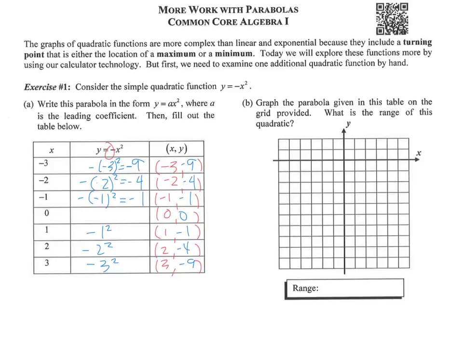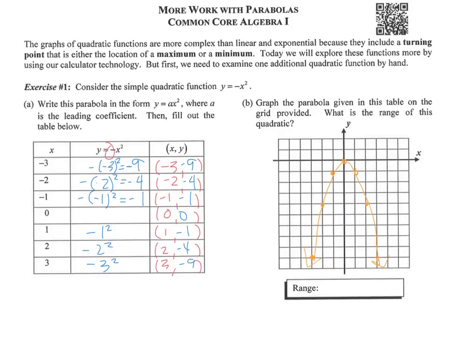The first one, when x is negative 3, y is negative 9. 1, 2, 3, 4, 5, 6, 7, 8, 9. When x is negative 2, y is negative 4. When x is negative 1, y is negative 1. When x is 0, y is 0. And then we have a symmetry that we can create for those other points.